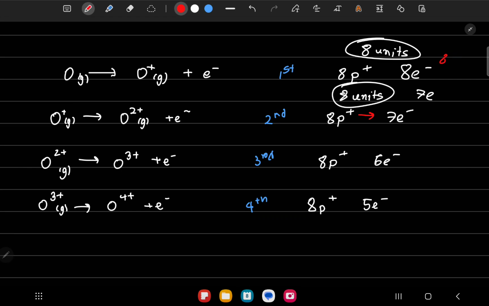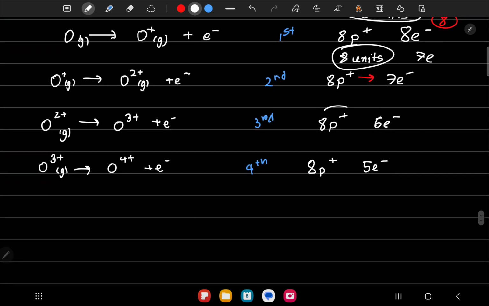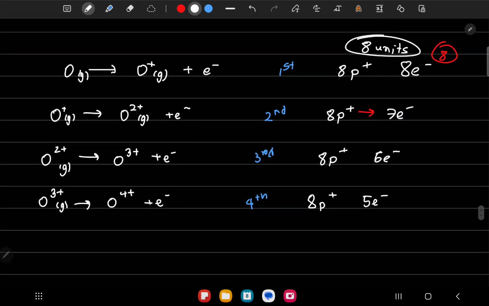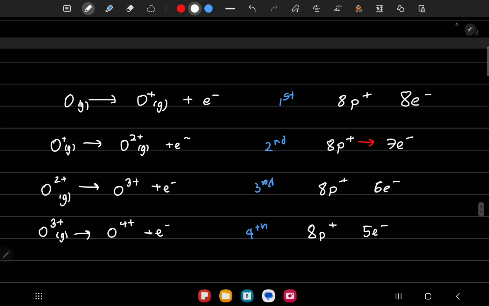In this case I had 8 things to attract, so I could only use 1 per each. Now I can use more than 1 to attract each electron. Over here, if I have 8 units, I have even fewer things to attract, so I can use more. So basically, if I have the same money to buy fewer things, I can pay more.